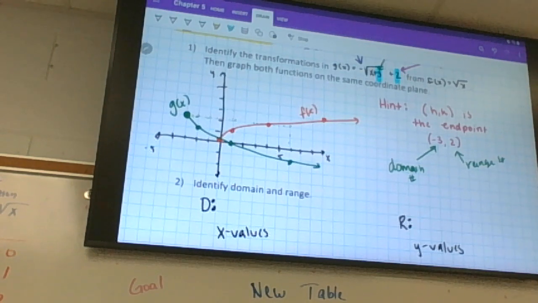All right, so our domain starts at -3 and goes up through infinity, and our range starts at 2 and it goes down towards -infinity.